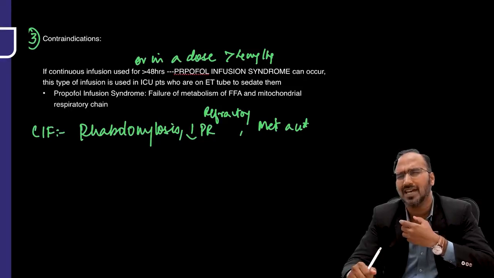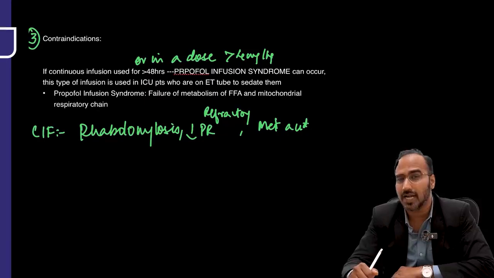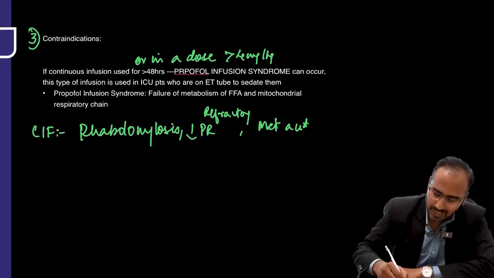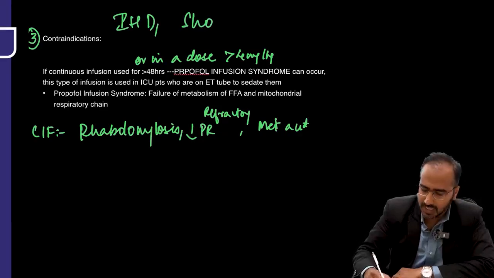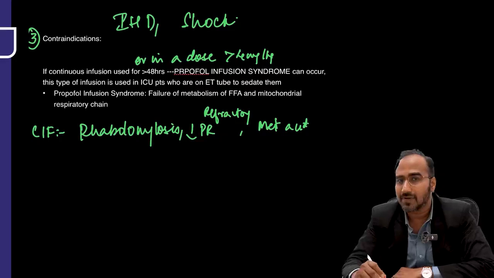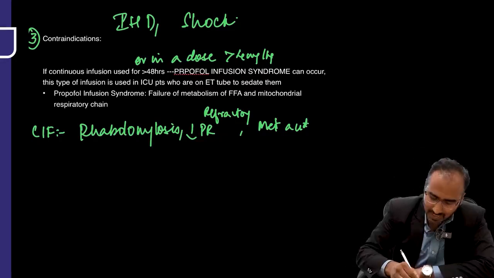Respiratory: it has a mild bronchodilatory effect, so it can be given. Next, it is an enemy of the cardiovascular system. So it is contraindicated in ischemic heart disease and it is contraindicated in shock. Apart from that, you can't give propofol as a continuous infusion.